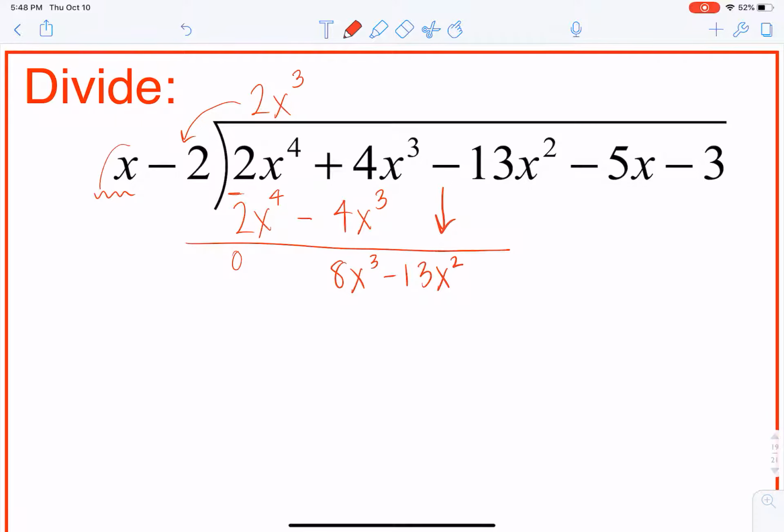What do I need to multiply this x by in order to get to 8x cubed? I need to multiply it by 8x squared. So 8x squared times x is 8x cubed, and 8x squared times negative 2 is going to give me minus 16x squared. So I can go ahead and subtract. I'm left with 0 over here.